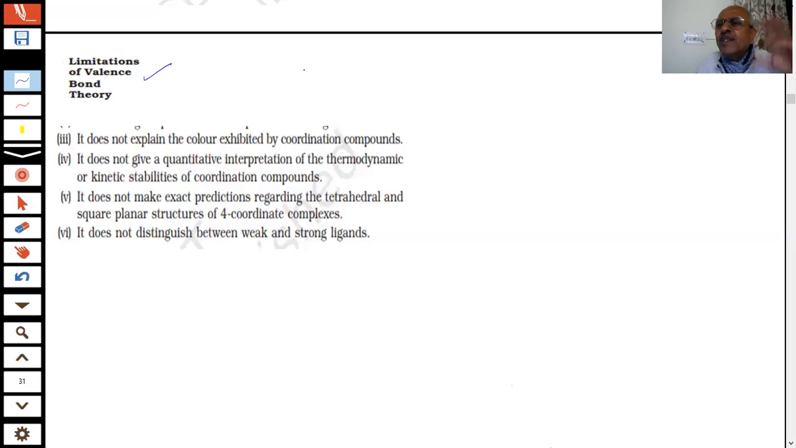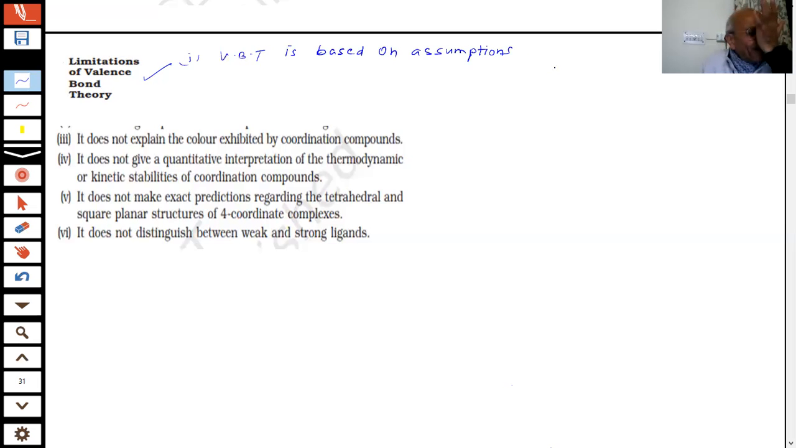And valence bond theory is not giving any information about the color of the coordination compounds. It has not defined anything about why they are colored. Does it give any explanation for that, students? Does it explain the color of the coordination compound? No. Therefore you can say that the VBT is based on certain assumptions. What assumptions did you make, students, in VBT?